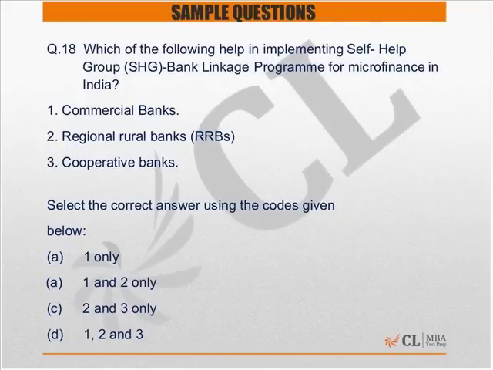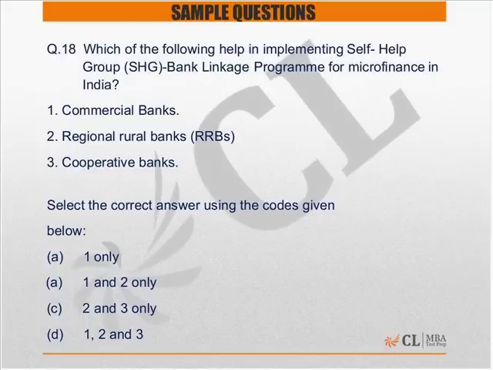Question 18. Which of the following help in implementing self-help group bank linkage programs for microfinance in India? Microcredit, microfinance. Muhammad Yunus, founder of Grameen Bank, Bangladesh, got the Nobel Prize for peace, not for economics, in 2006. Availability of microcredit or microfinance is done by self-help groups in India. The question is based on that. Okay.